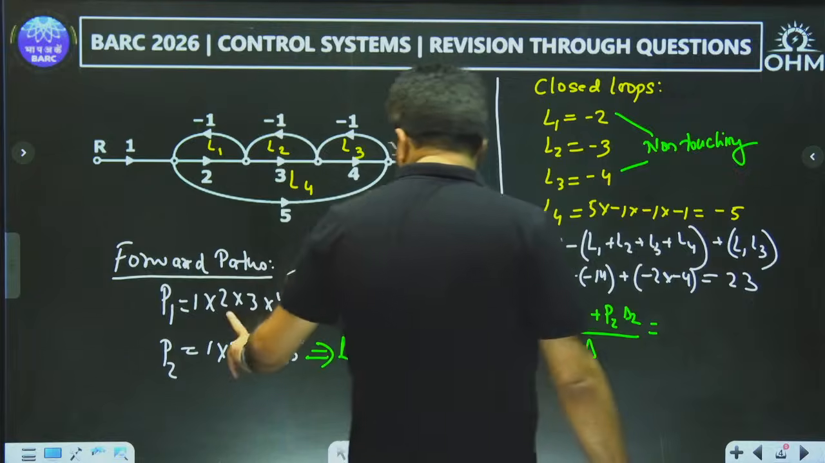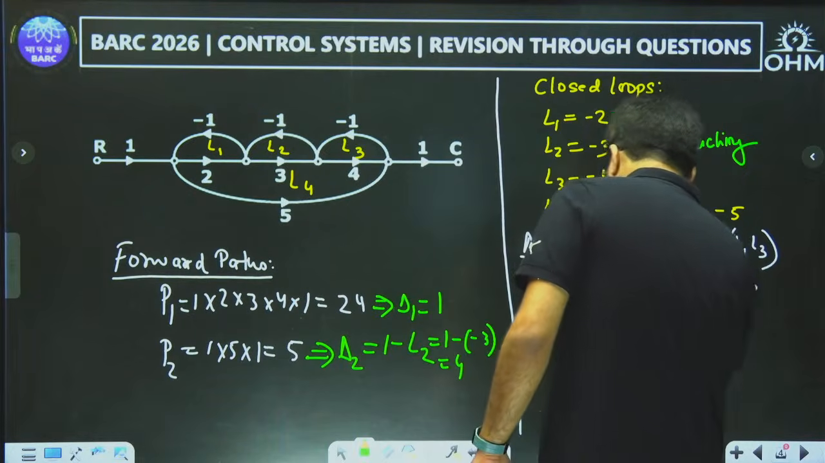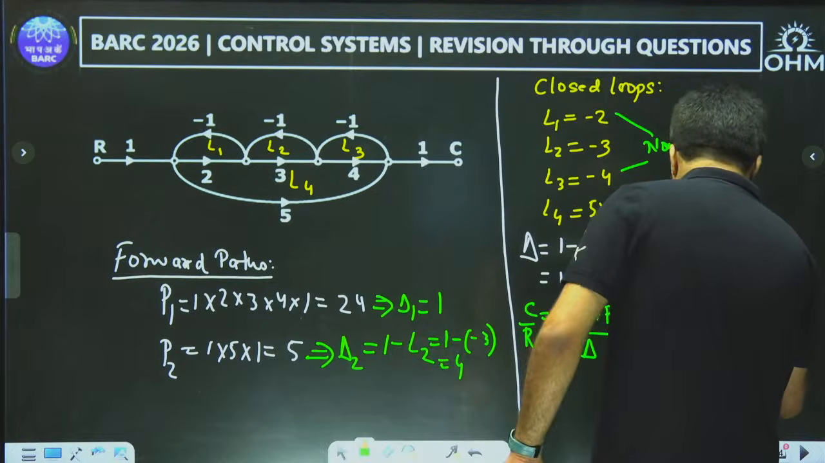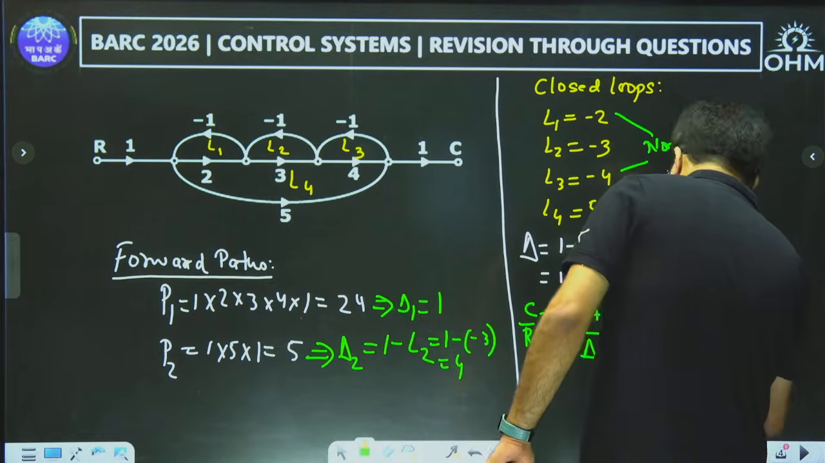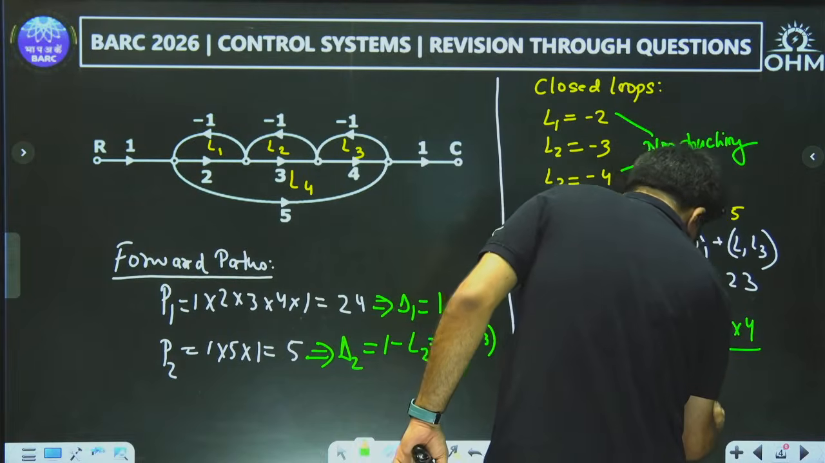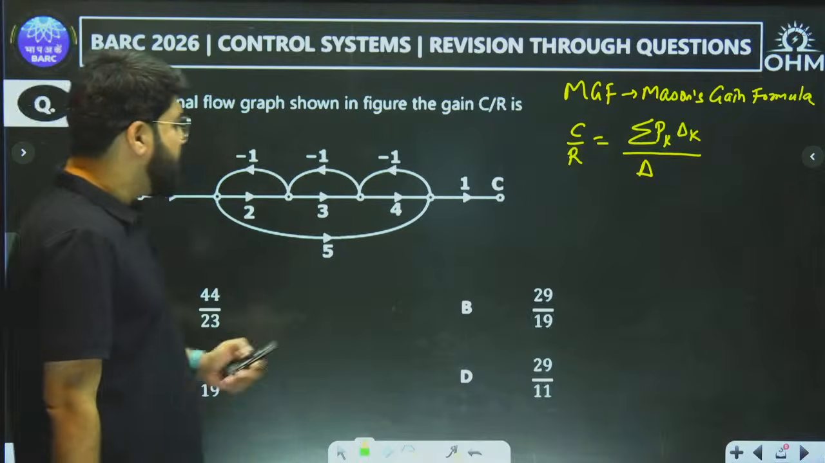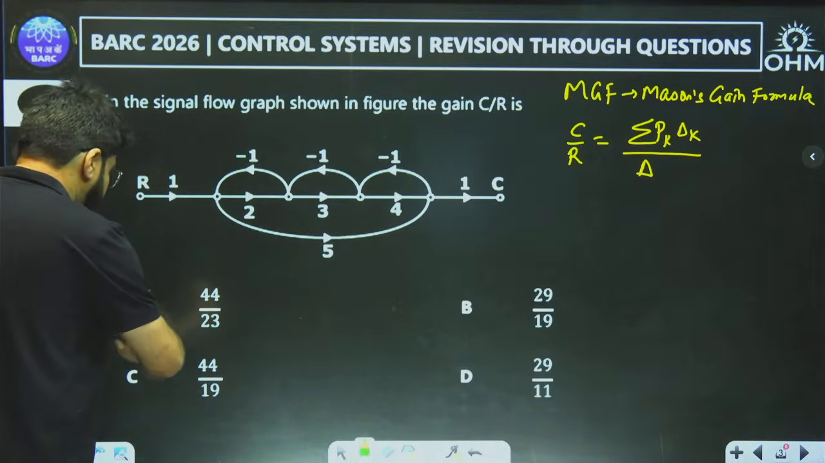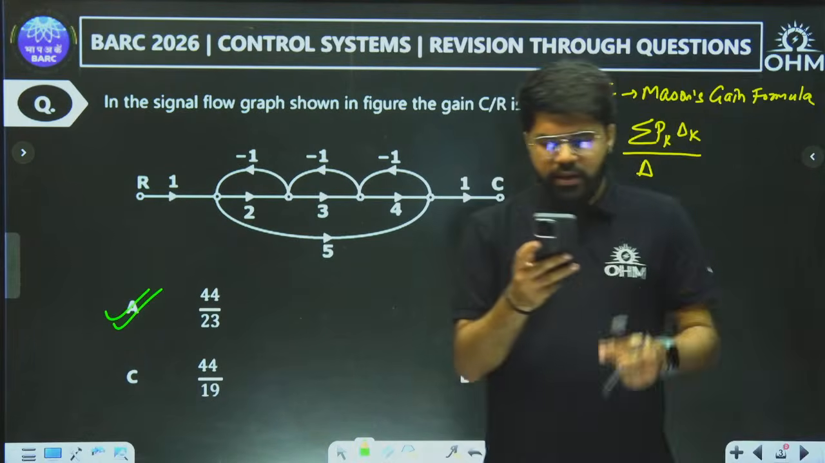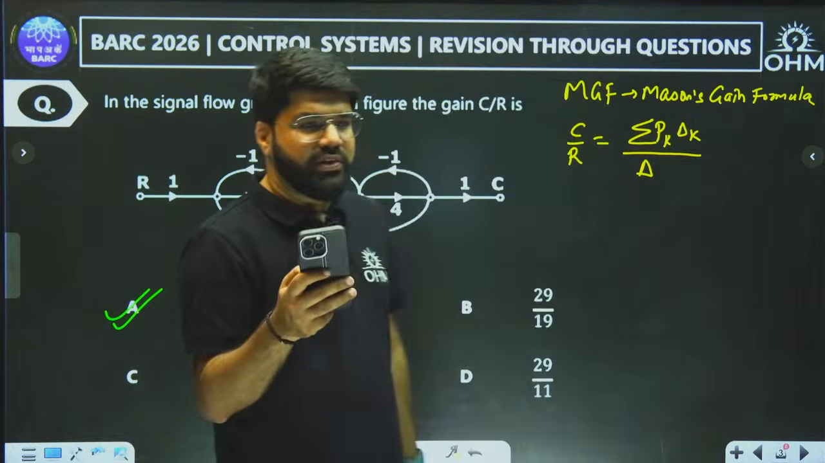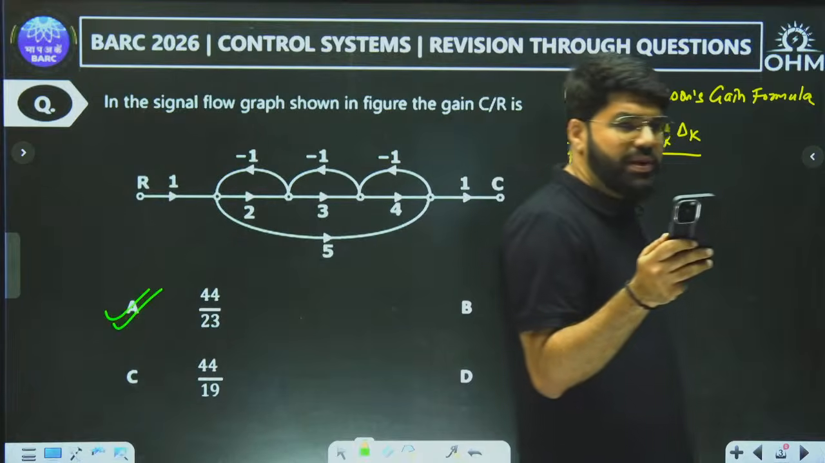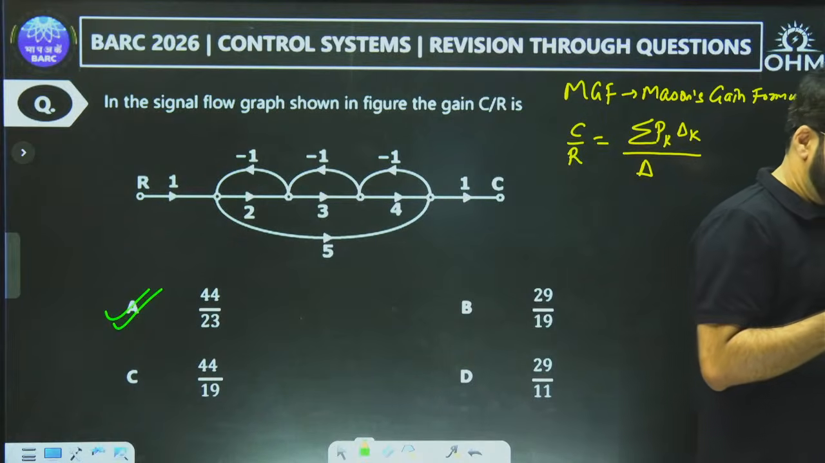Now feeding down the data here, P1 was 24. Its path factor is 1, so 24 into 1, plus P2. What is the P2 value? It is 5. Its path factor is 4, divided by delta, which was 23. So 24 plus 20, 44, divided by 23. What is that answer? Option number A, 44 divided by 23. Yes, Sai Vikas is giving the correct answer. Option number A, 44 divided by 23, is the correct answer.